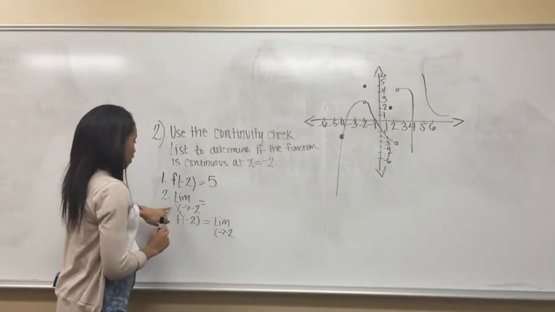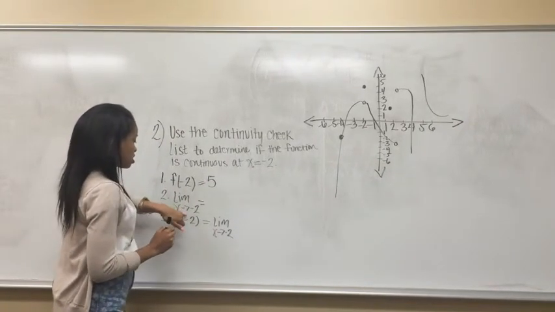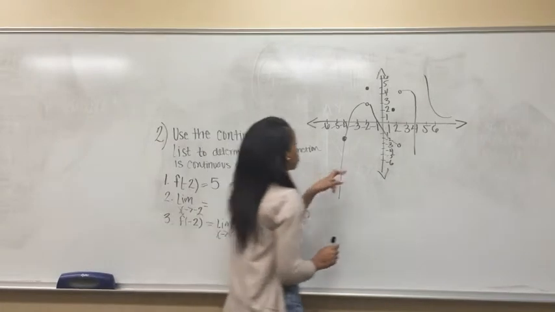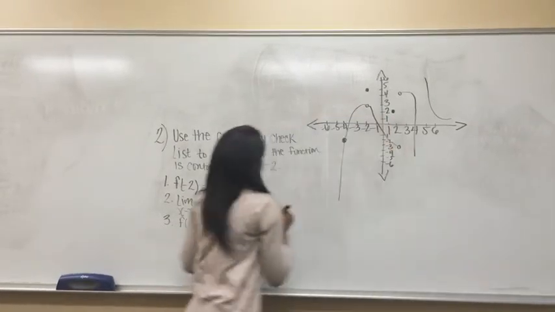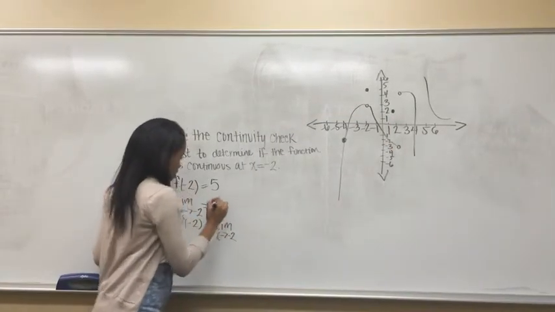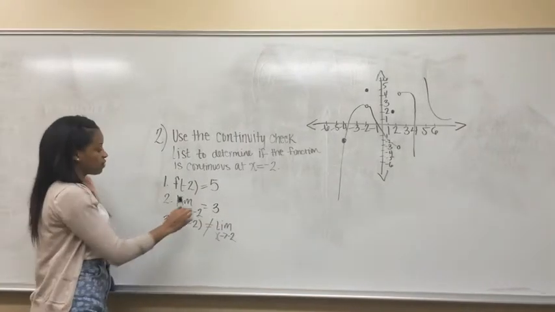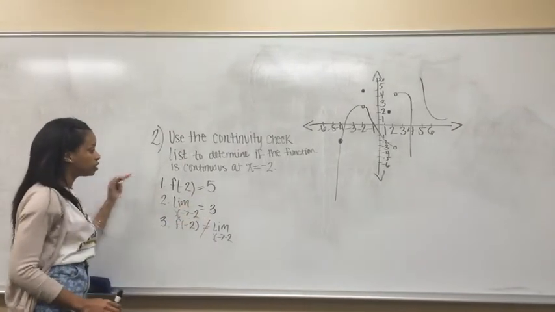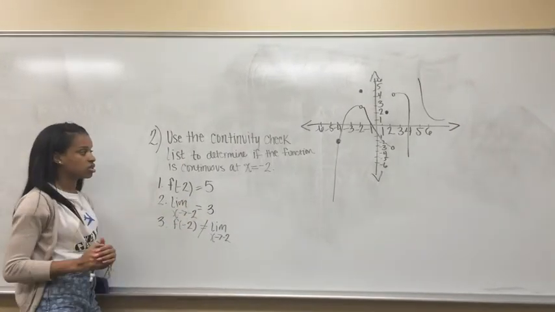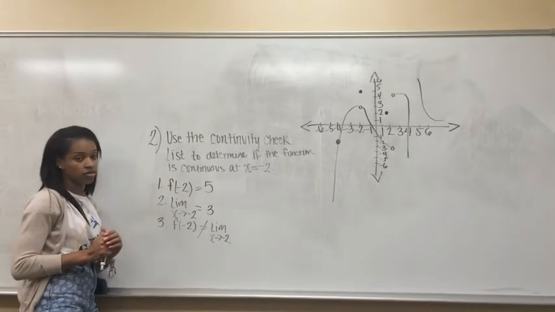And looking at the graph to find the limit as x approaches -2, you'll get 3. And they're not equal because they do not have the same value. Therefore, this function is not continuous on this graph.